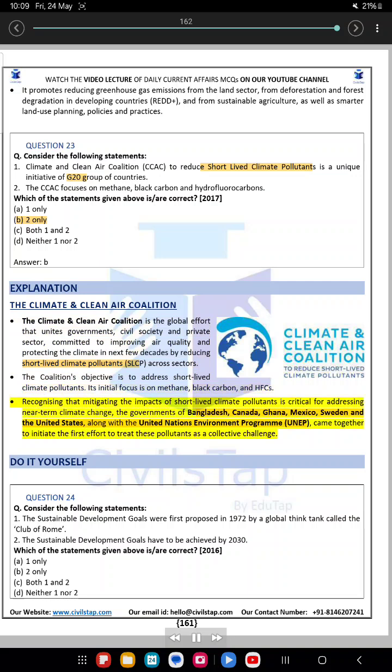Recognizing that mitigating the impacts of short-lived climate pollutants is critical for addressing near-term climate change, the governments of Bangladesh, Canada, Ghana, Mexico, Sweden and the United States, along with the United Nations Environment Programme, UNEP, came together to initiate the first effort to treat these pollutants as a collective challenge.